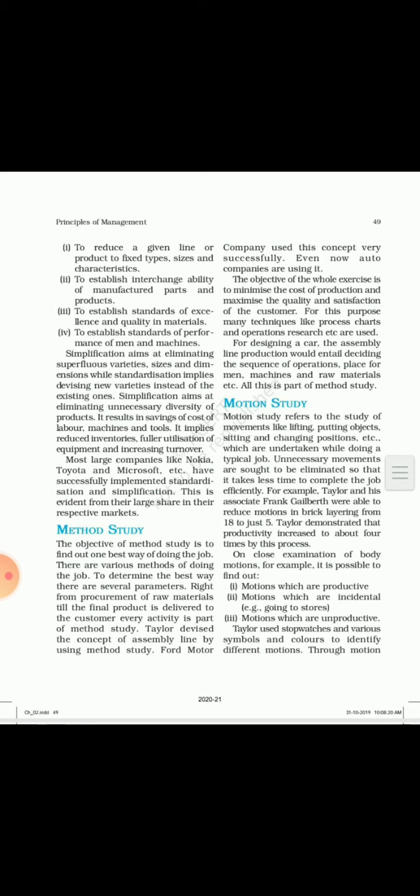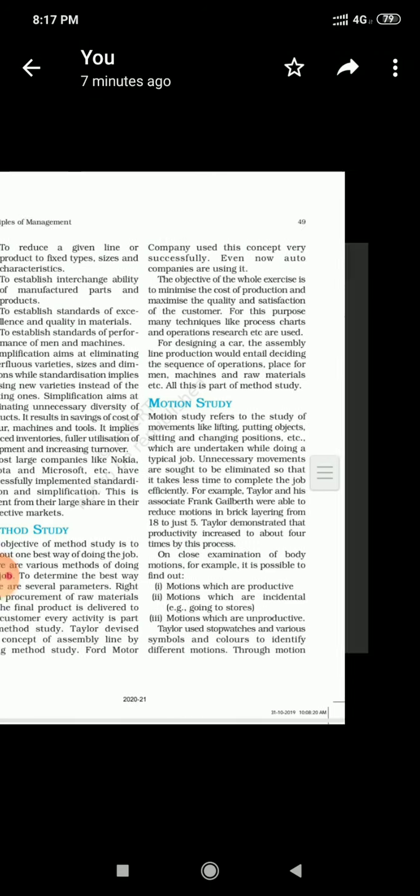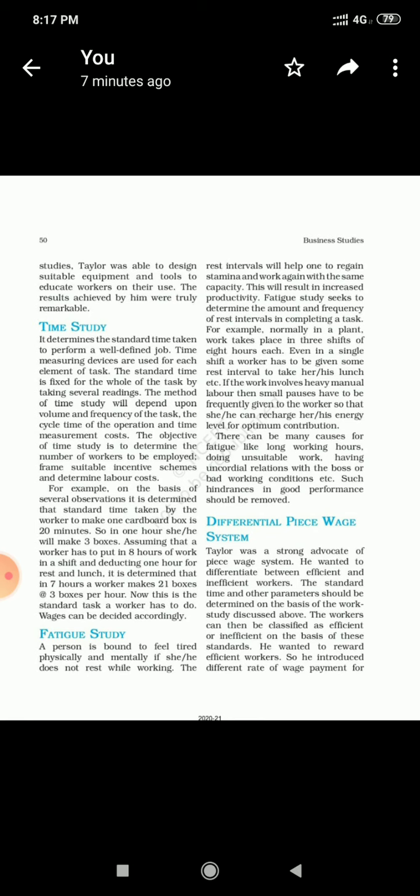Okay, then we are going for the next technique, time study. The objectives of time study are determining the standard time required to perform a job, setting up the standard target for workers, determining the number of workers required to perform a job, and categorizing the workers into efficient and inefficient categories.